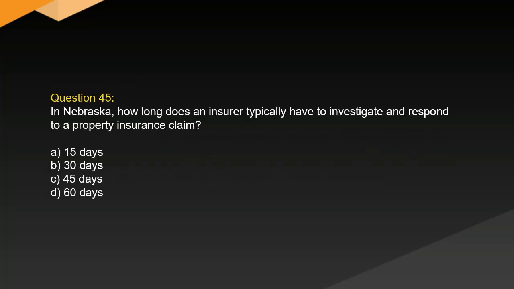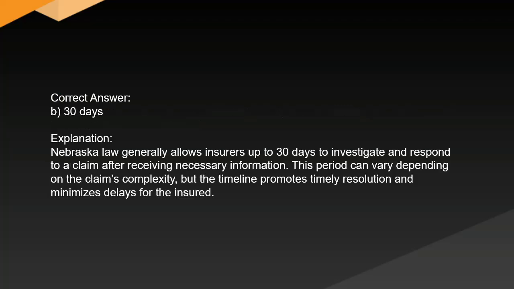Question 45. In Nebraska, how long does an insurer typically have to investigate and respond to a property insurance claim? A. 15 days. B. 30 days. C. 45 days. D. 60 days. Correct answer: B. 30 days.